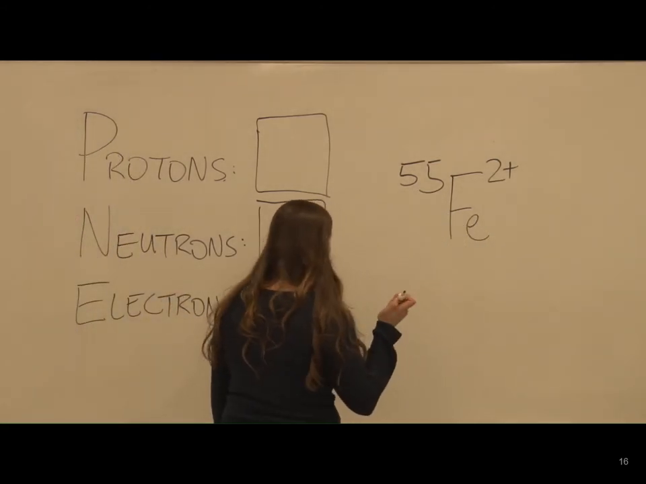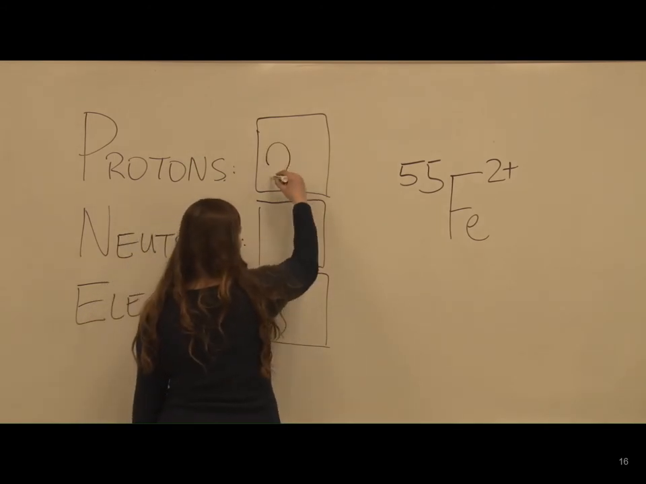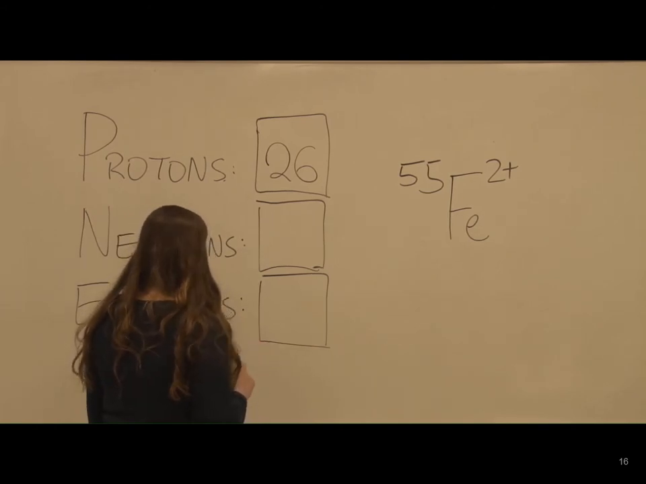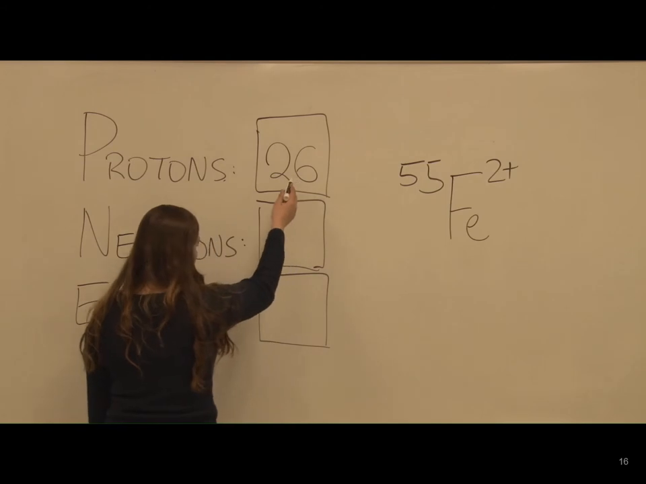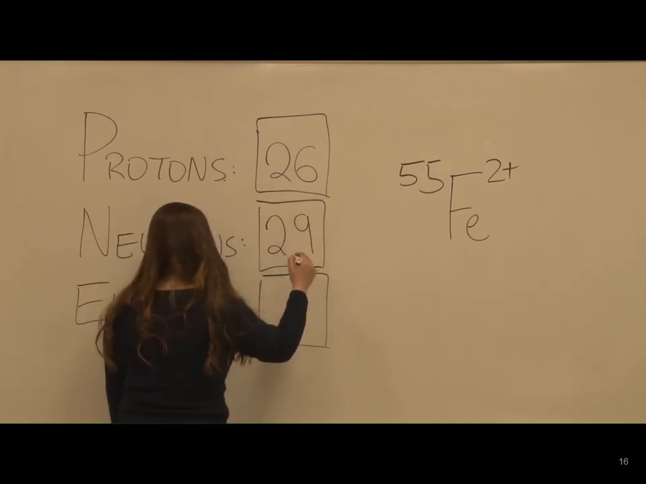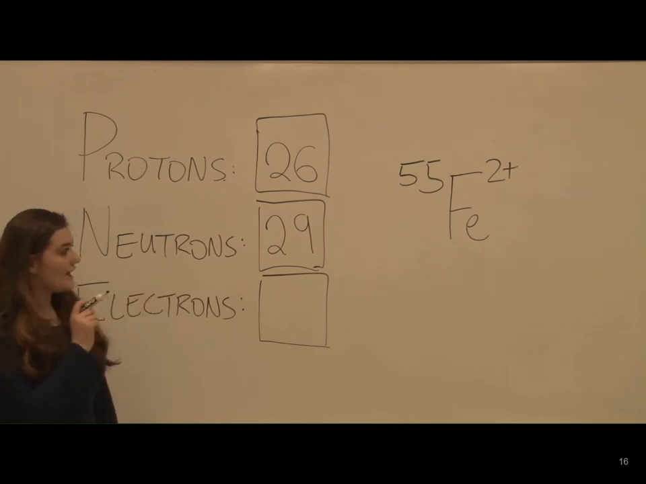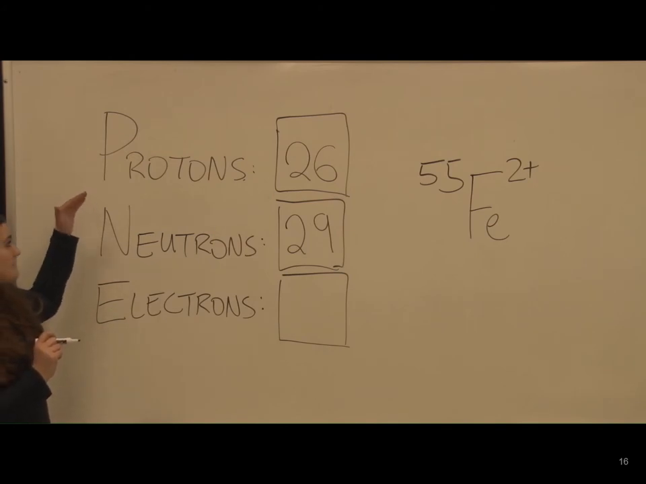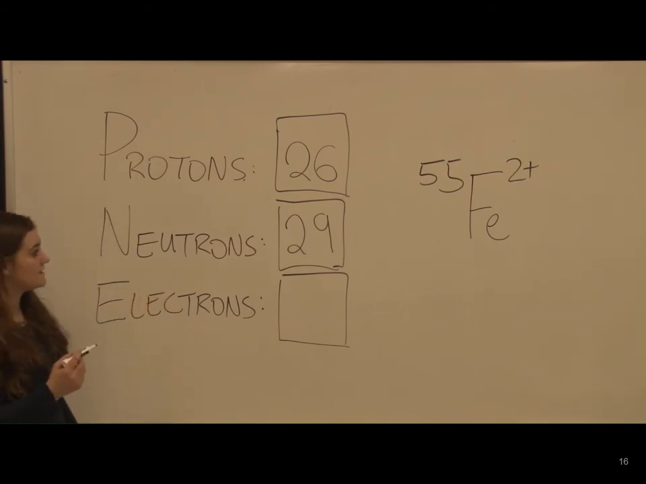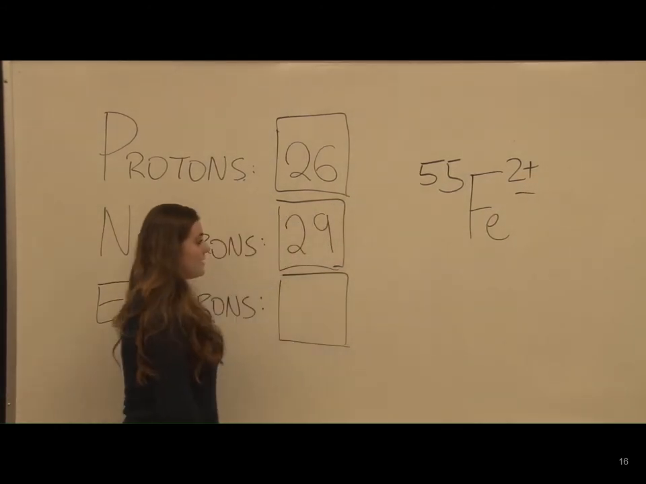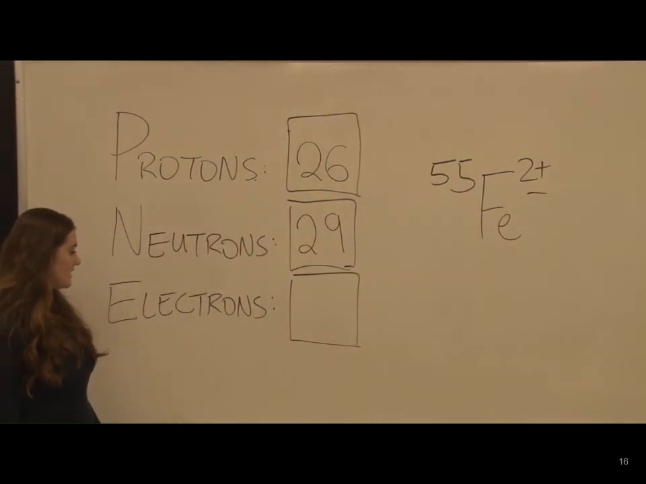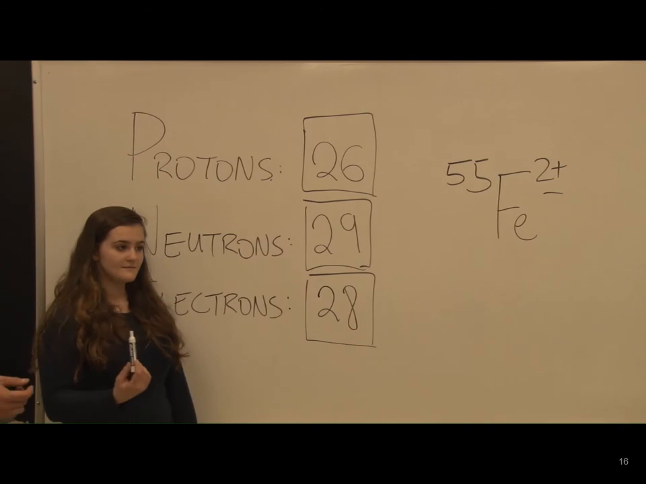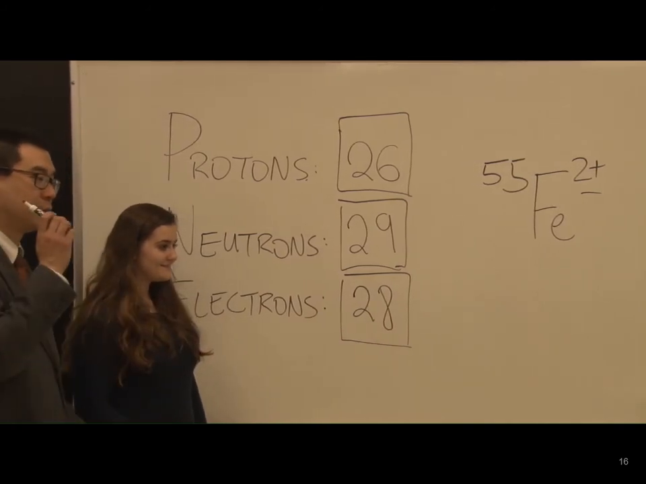So the number of protons is going to be 26. We can find it just by looking at the periodic table. The number of neutrons is going to be the mass number minus 26, which will give us 29. Now, since it's not a neutral atom, the number of electrons is not going to be the same as the number of protons. It has a charge of 2 plus. So that means that it must have two more electrons. So 28. Okay, so what do we think of that? Yeah, I don't think that's quite right. Okay, so there's a little confusion.